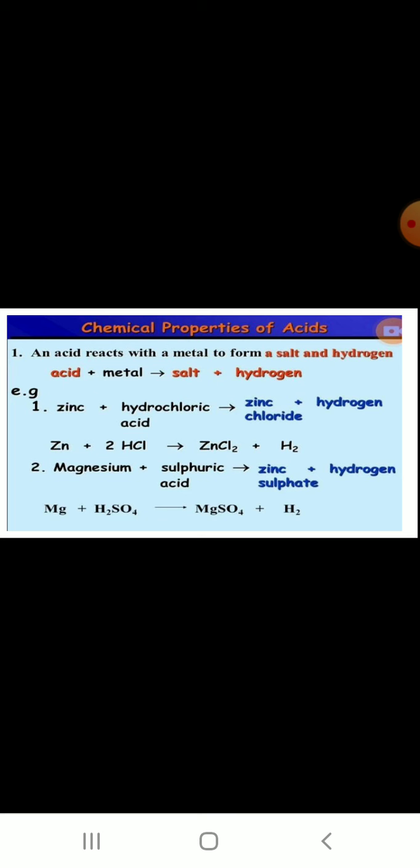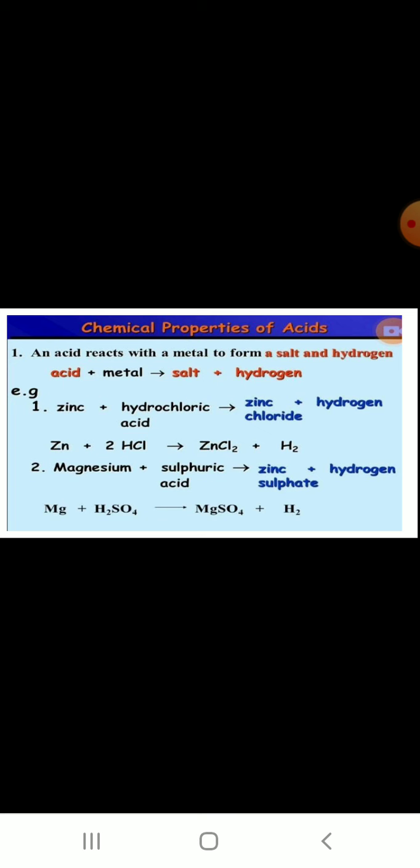Next we'll go for chemical properties of acids. This is another important aspect. Physical properties we know: they are sour in taste, and they dissociate completely in water. Chemical properties means how acids will react.